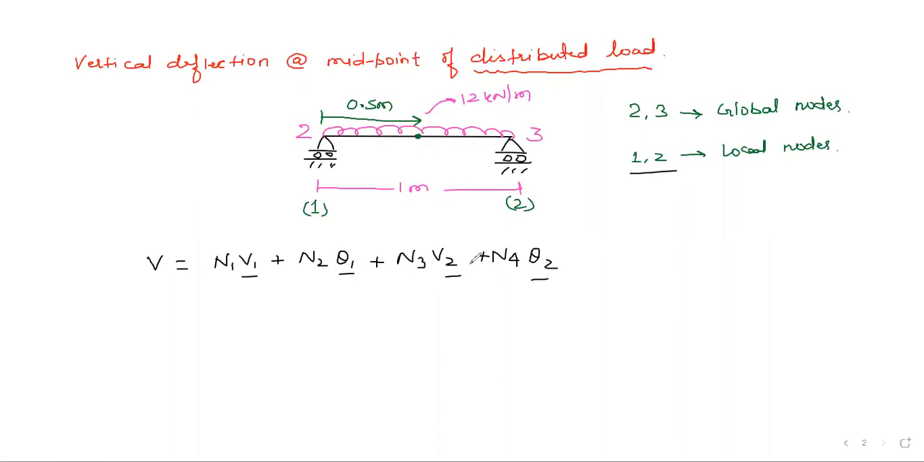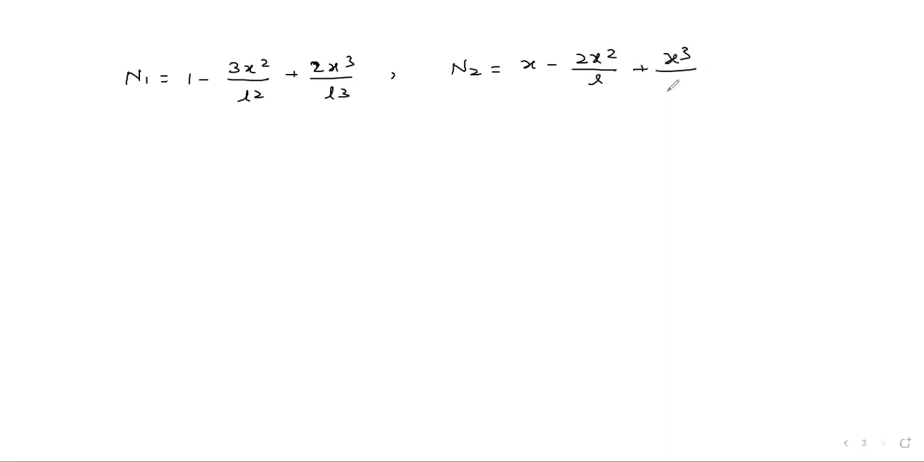What are N1, N2, N3, N4? We know these are all the shape functions. Already we have derived the formulas for N1, N2, N3, N4, the shape functions of a beam element. N1 is 1 minus 3x square upon L square plus 2x cube upon L cube. N2 is x minus 2x square upon L plus x cube divided by L square.